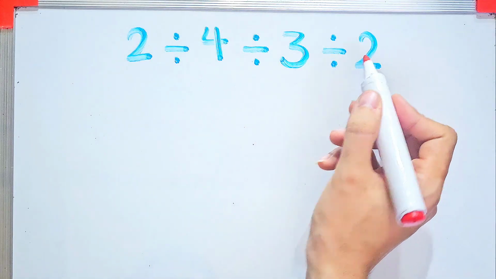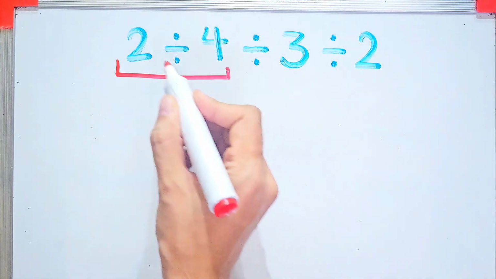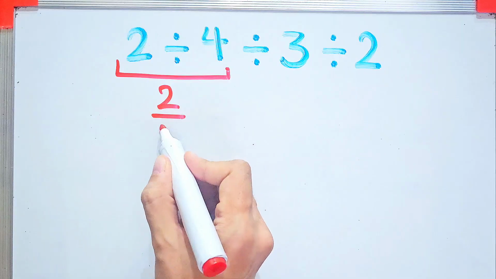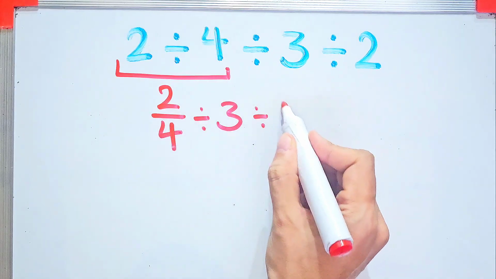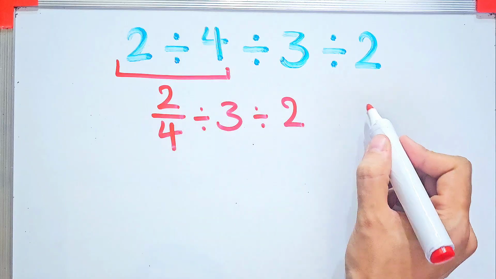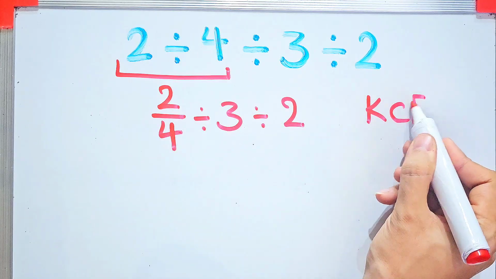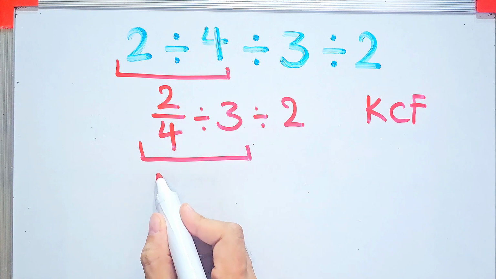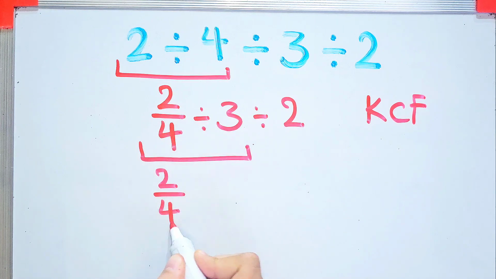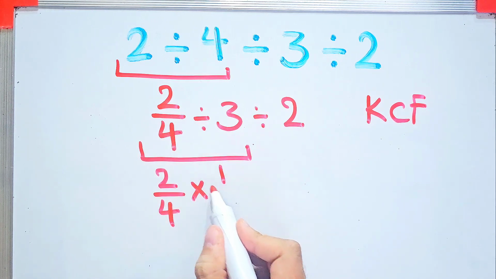Again, because we have 3 divisions, we start from the left and simplify. 2 divided by 4 equals 2 over 4, then divided by 3, then divided by 2. Again, we use the KCF rule to solve the first part. We keep the first fraction as it is, then change the sign, then flip the second number.